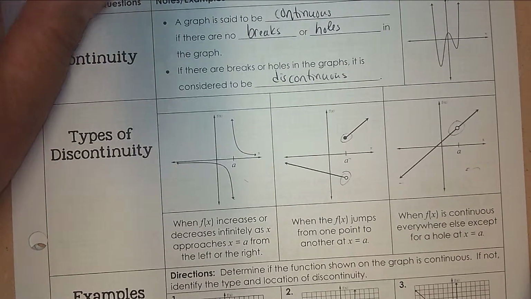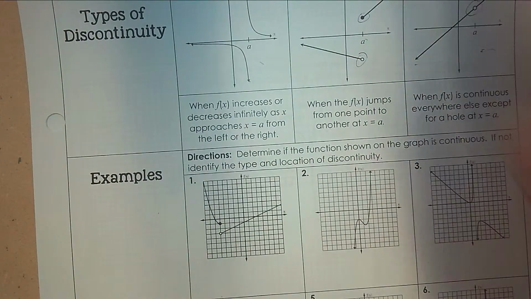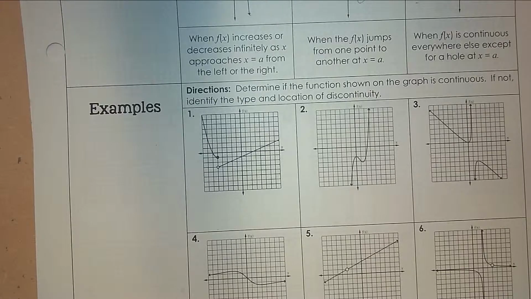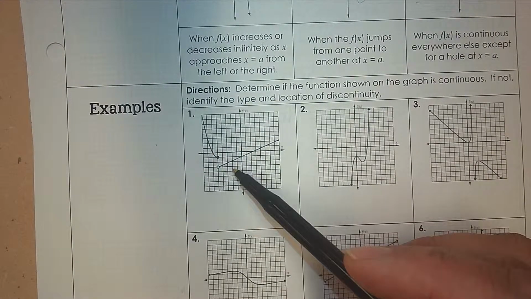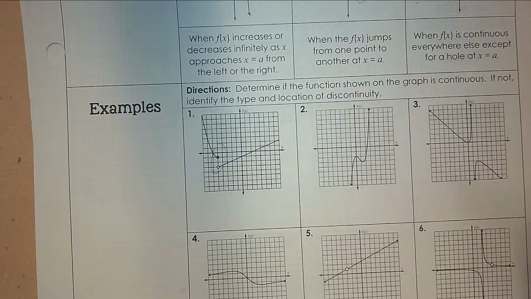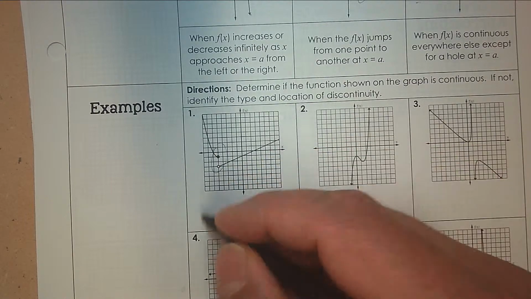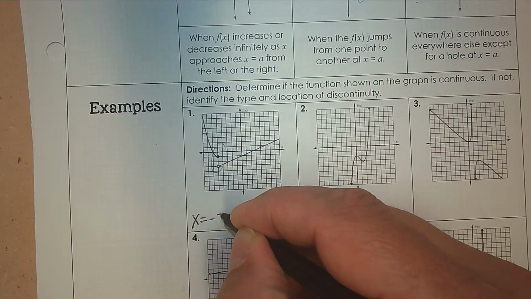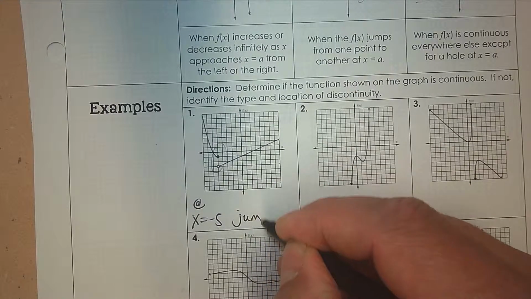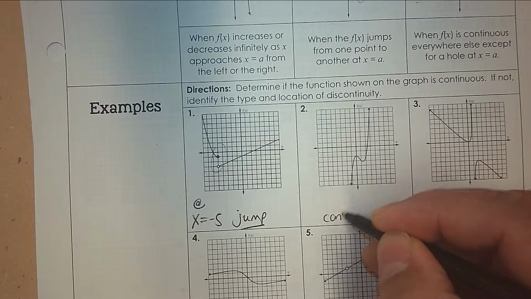So examples here. Determine if the function shown on the graph is continuous or not, and identify the type if it's not. So look at number one. Is it continuous? One of the informal ways to know if it's continuous is if you can trace the whole graph without lifting up your pencil. So number one, clearly there's a discontinuity. Where is the discontinuity? At what x value? Count to the left. So at x equals -5, what do we have? We have a jump. Can you follow it all the way through? This one is continuous.